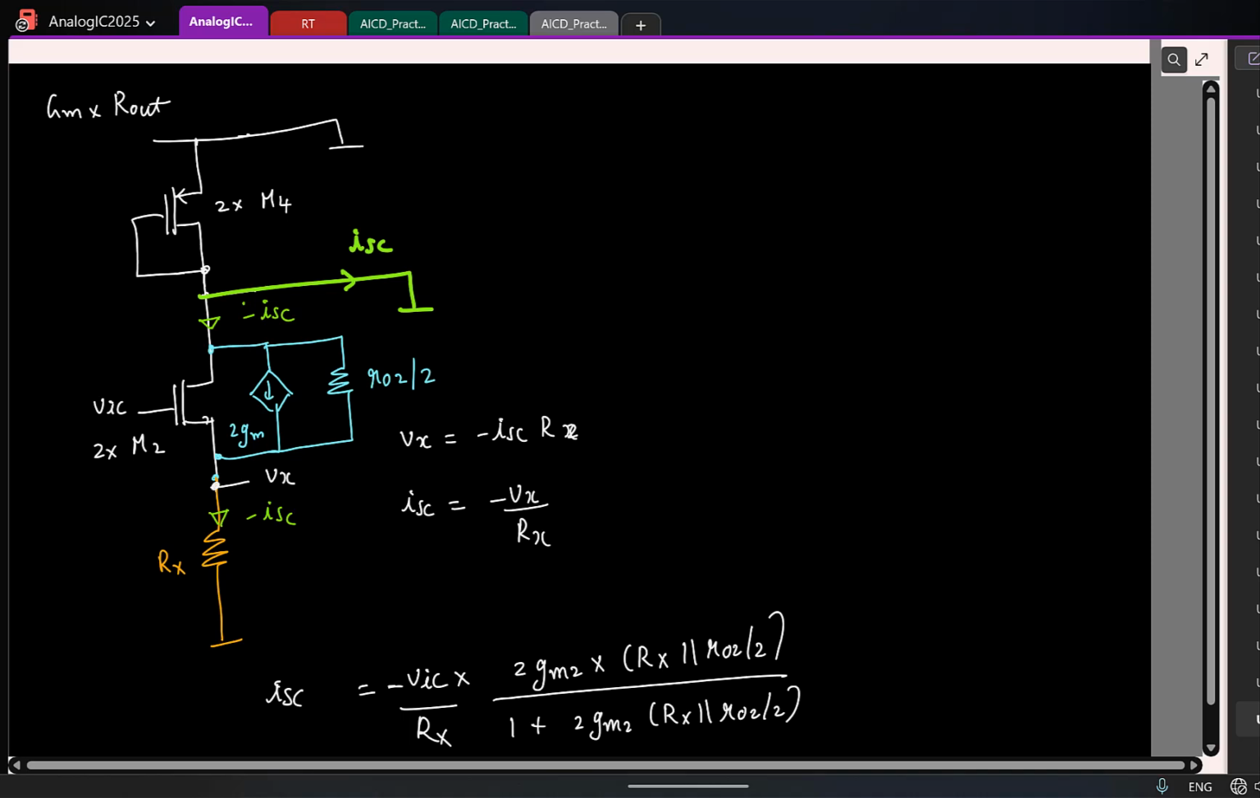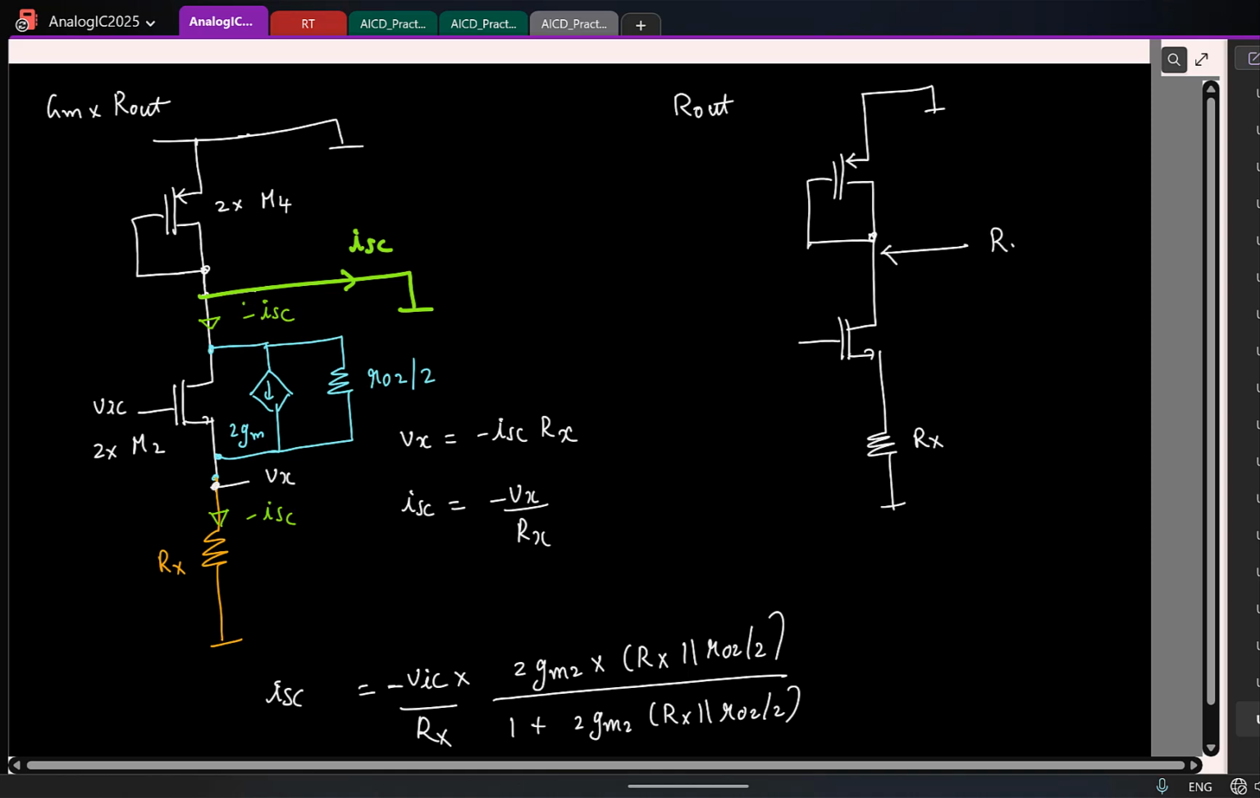So what is the next thing I have to find? Rout. So let's do that. Rout should be simpler. So let me draw this again. This is Rx. I am trying to find the output resistance looking here. And when I am doing it, what will I do to my small signal input? Yeah, I'll ground it. So now, this I'll write as 2x of M4. This is 2x of M2.